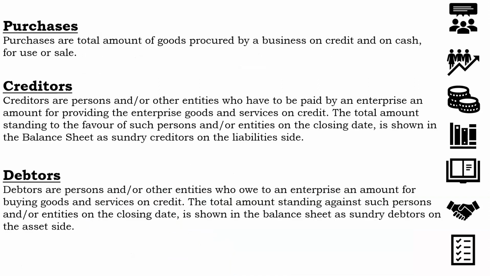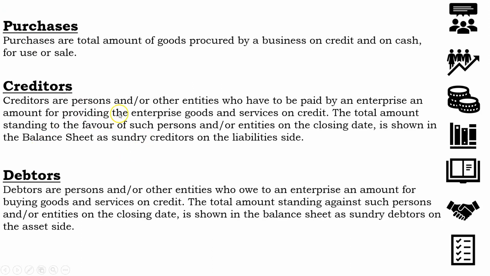Purchases. Purchases, we all know, are total amount of goods procured by a business on credit and on cash for sale or use. So purchases are equal to goods purchased on credit as well as on cash. If I'm doing cash purchase or I'm doing credit purchase, the total of them will be the total purchases.